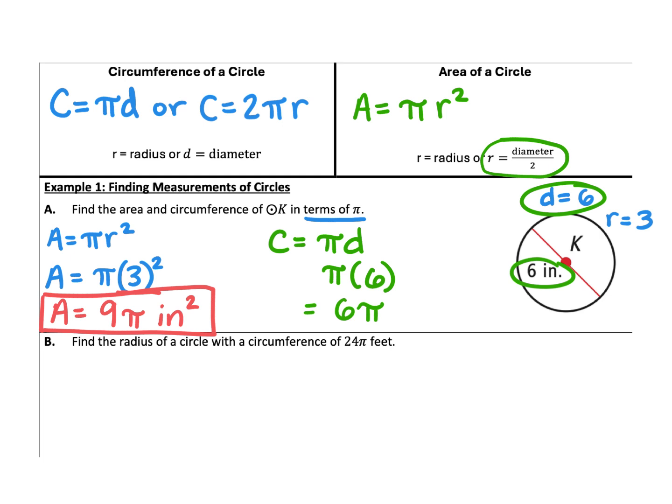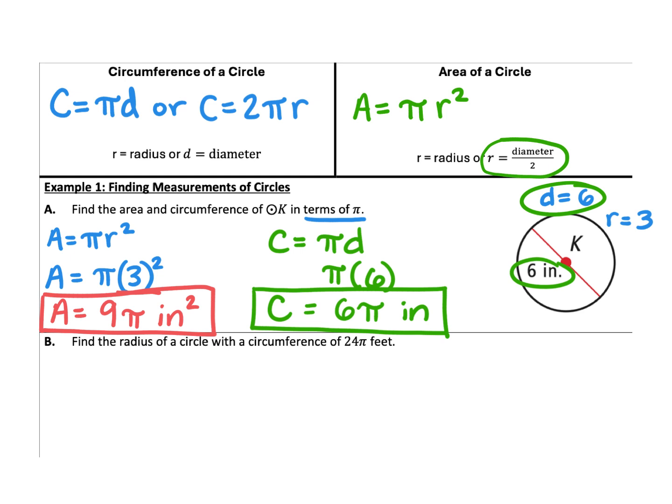So we move the pi to the end of the value. You don't want to say pi 6, you want to say 6 pi. And then circumference is just a distance, so we don't need the squared, we just need inches. So it would be 6 pi inches around our circle.